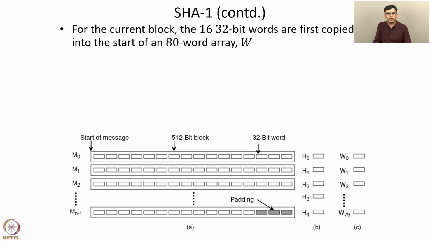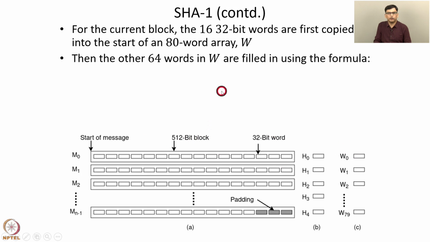So for the current block Mi, the 16 32-bit words are first copied into the start of an 80-word array W. So this array is shown here. It has 80 words, each of 32 bits. So W0, W1 up to W79. That's this array. So the current chunk Mi has 16 words, each of 32 bits. These 16 words are shown here by these rectangles. So these 16 words are copied into the start of this array. So they will be copied into W0 to W31.